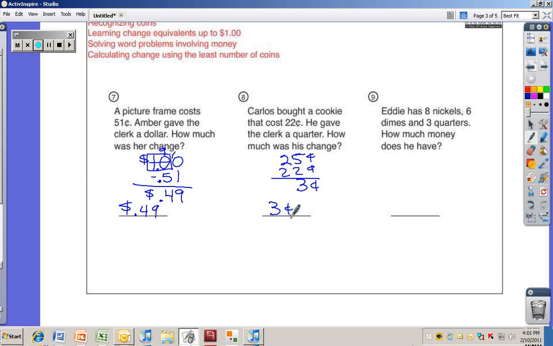Eddie has 8 nickels, 6 dimes, and 3 quarters. How much money does he have? You can actually do these in your head, but you should have each amount written down. So 8 nickels, that's 8 times 5, which is 40. 6 dimes, obviously that's 60 cents, and 3 quarters is 75 cents. Add those all together, and you get 175. We need to plop that decimal point in there, make it $1.75.